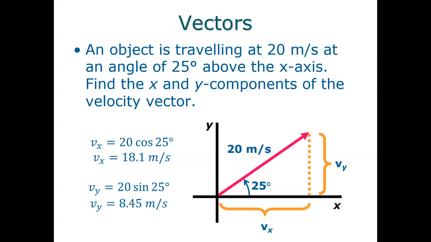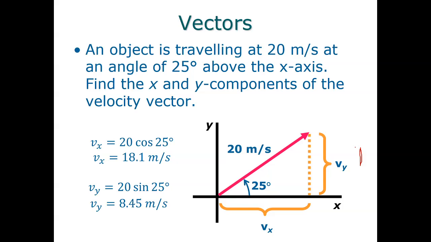So what does this mean? This means that the velocity at which the object is traveling to the right is 18.1 meters per second. If you were standing there and didn't have very good depth perception, it would appear that the object was moving 18.1 meters per second to the right. If you were standing on this side, it would appear that the object was moving 8.45 meters per second up.